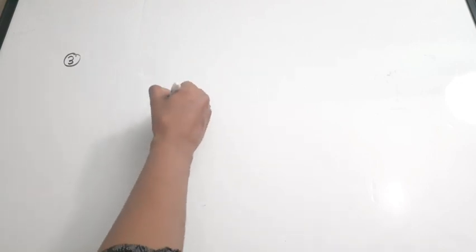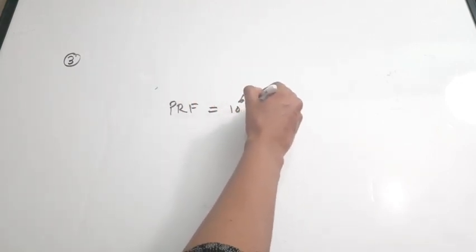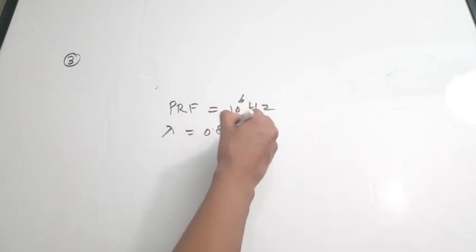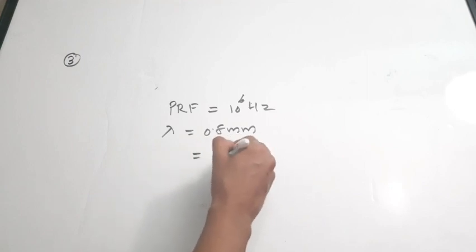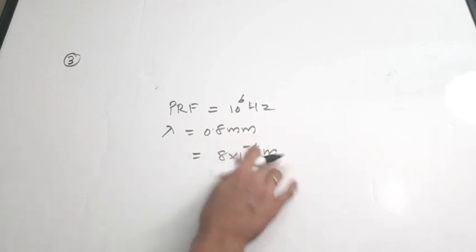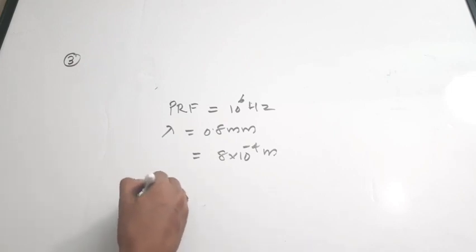Okay, what all things are given in the question? Pulse repetition frequency, we denote it using PRF, 10 raised to 6 hertz, megahertz. Lambda is directly given 0.8 mm, or you can write it as 8 into 10 raised to minus 4 meter. Then we need to find speed, and that speed is called blind speed, VBN. VBN is the blind speed.